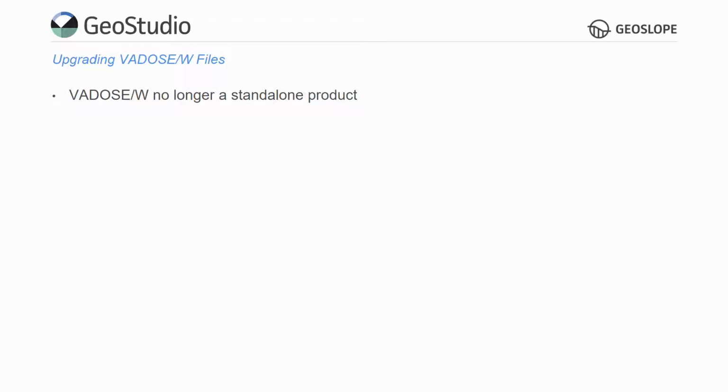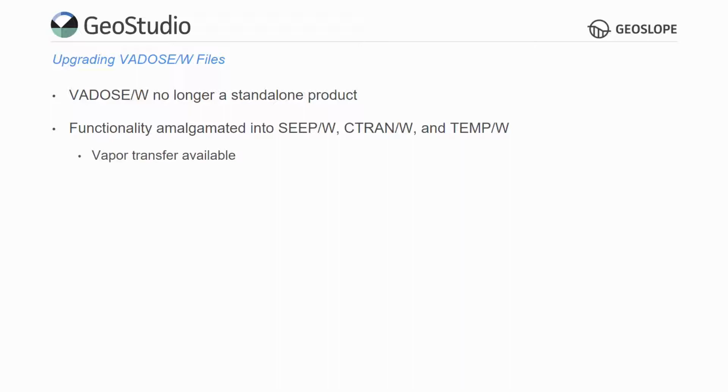In GeoStudio 2018, the multiphysics analysis functionality for the heat and mass transfer products removed the need for VADOSEW as a standalone product, because VADOSEW analyses were essentially coupled water and heat transfer analyses. The physical processes unique to VADOSEW are now available in SEEPW, CTRAN-W, and TEMP-W. A SEEPW analysis may now include either isothermal or thermal vapor transfer, with the latter requiring TEMP-W.